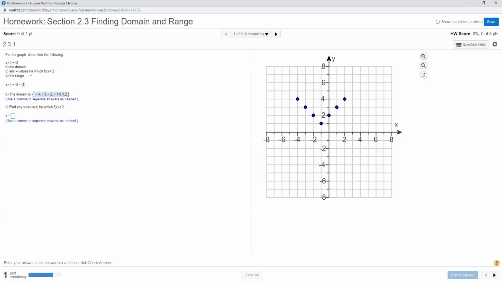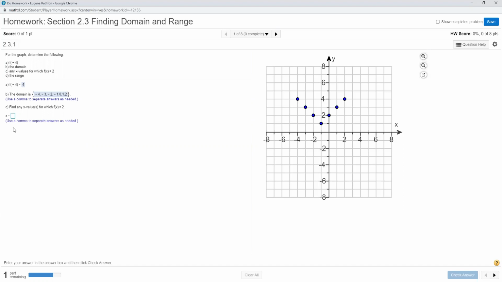Next, this is the tricky part. It says any x values for which f of x equals 2. So here's f of x equals 2. That's 2 on the y-axis. So you're looking for any x values that equal 2 on the y. This will be the first one, and that x is -2.